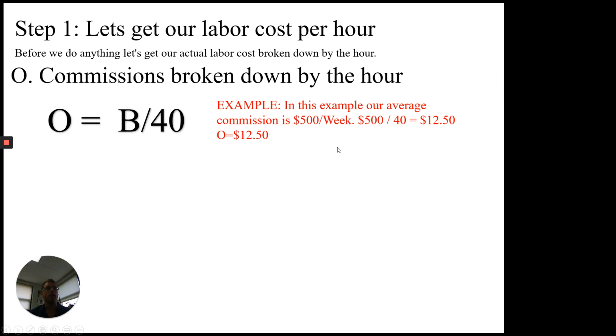In this example, our average commission is $500 a week, divided by 40 is $12.50. So now O is $12.50. I want you to take that same piece of paper, write O next to it, and put your amount. Your amount is B divided by 40.